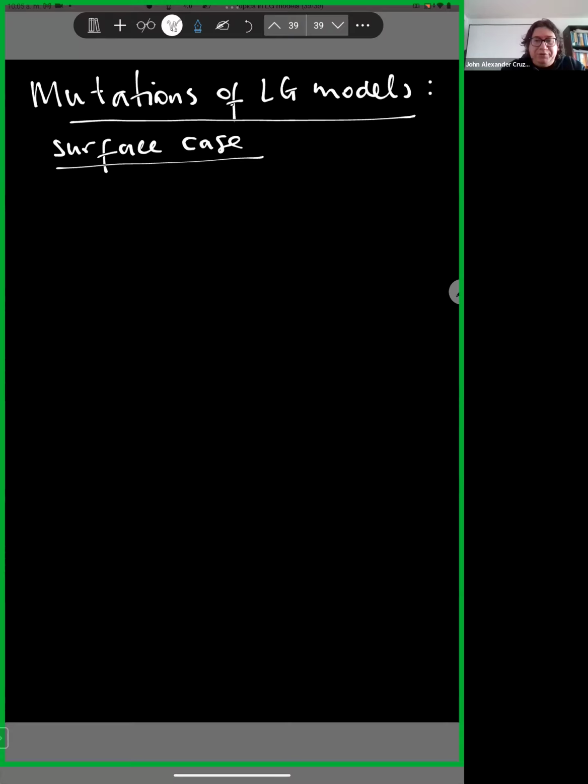So I will try to introduce what mutations are, and I will focus on the case of del Pezzo surfaces, because it's the well-known case. In dimension 3 and higher, the situation is a bit more complicated and less understood. But in dimension 2, in the surface case, I think it's well understood what is going on with this mutation. So let me start with some notation for the definition.